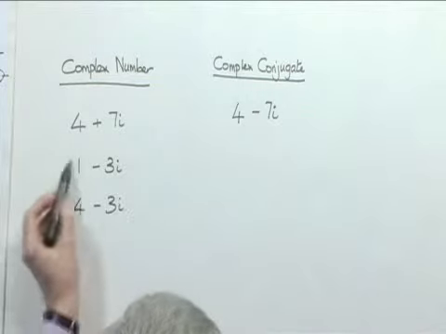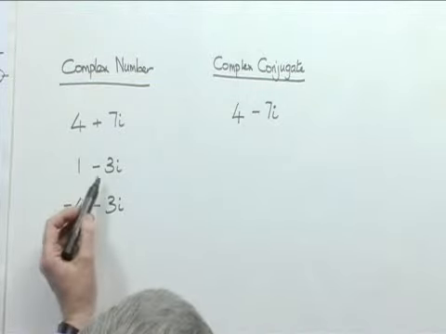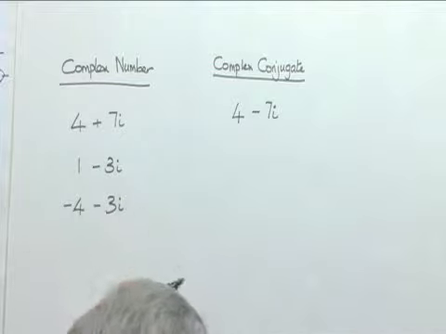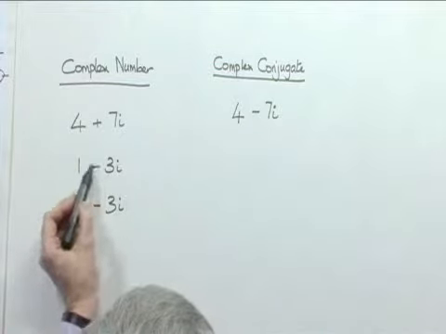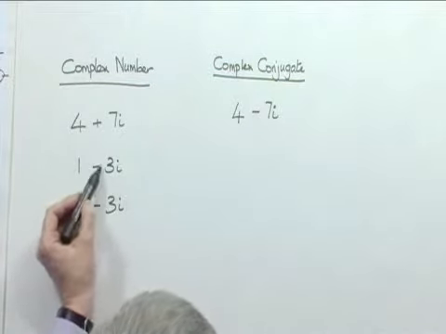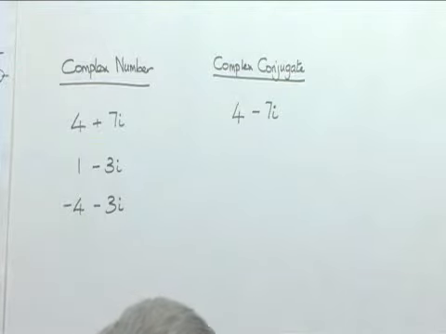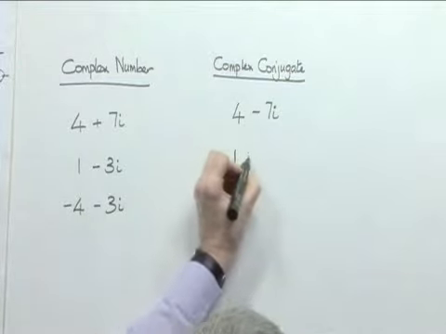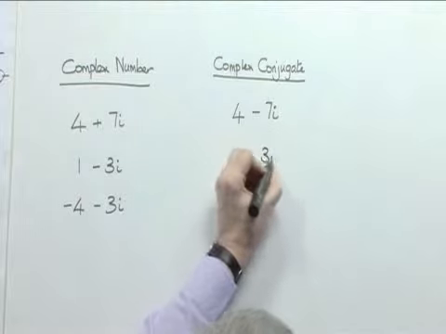Here's another complex number, 1 minus 3i. To find its complex conjugate, we change the sign of the imaginary part. In other words, we change this minus sign to a plus. So we get the complex number 1 plus 3i.